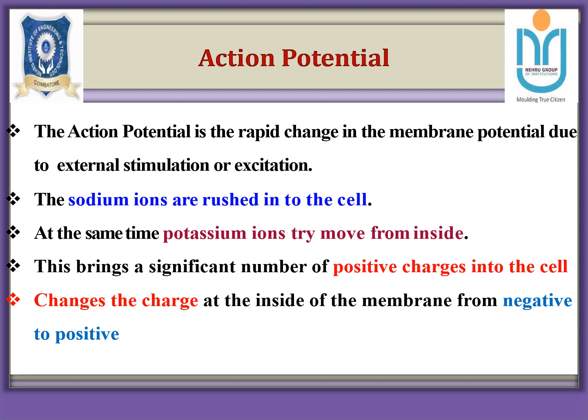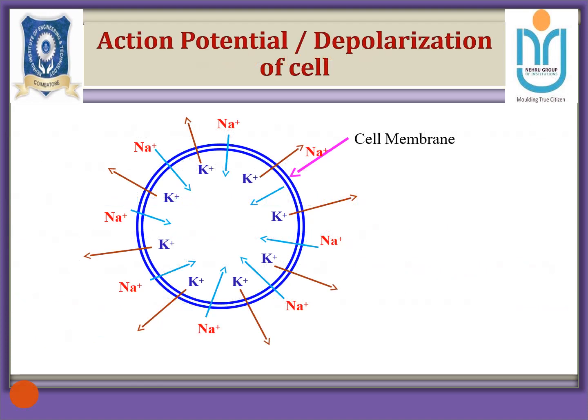So when a cell is excited, you can find more number of sodium ions inside and more number of potassium ions outside. So there is a change in the polarity. Now if you measure, the potential will be a positive value because you find more number of sodium ions inside the cell and more number of potassium outside. So you will find a positive value.